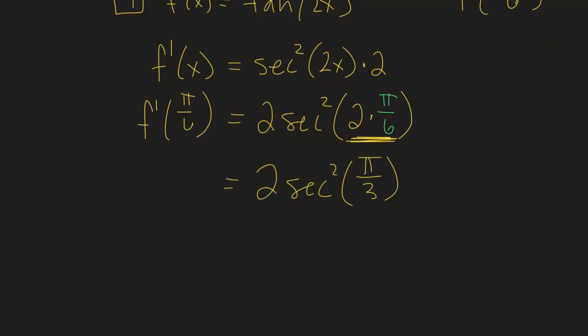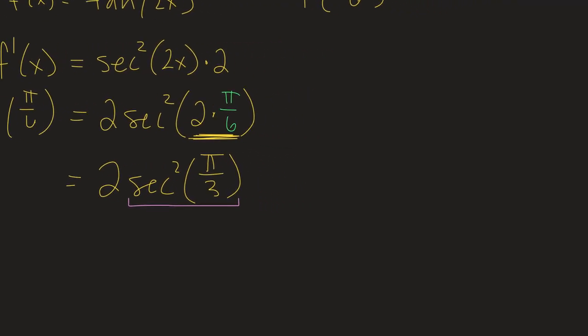So now we need to evaluate using our unit circle. What is the secant at pi over 3? I'm not quite sure about secant, but I do know secant is the reciprocal of cosine. And the cosine at pi over 3 is 1/2, because the coordinate there is 1/2 comma root 3 over 2.